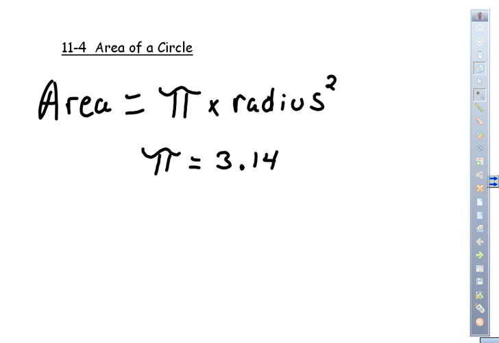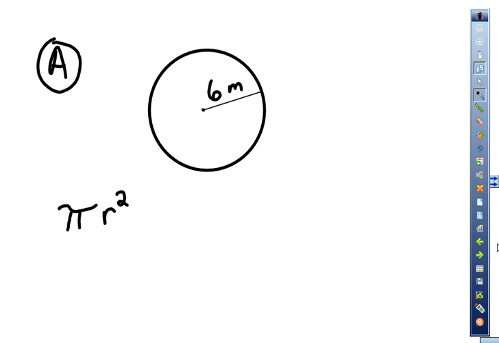The formula, you can go ahead and write this down. It is pi times the radius squared, and again, pi equals 3.14. So go ahead, you can probably hit pause and then copy this down. All right. Now, what you're going to do, again, is you absolutely must write the formula down every single time, and you're going to plug it in just directly below it.